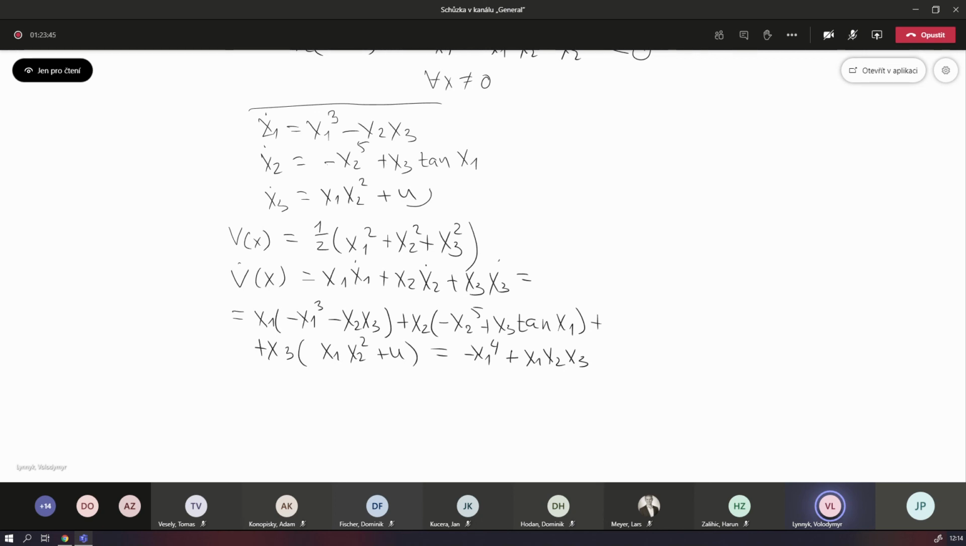and minus x2, we can directly write that here it's minus x2 to the sixth degree and plus x2 x3 x1, and plus x3 x1 x2 squared plus x3 u.